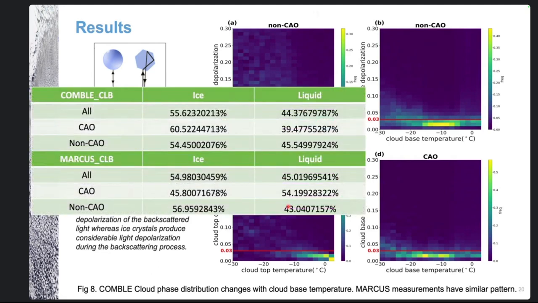Here are the statistical results showing how the ice and the liquid are distributed. For the COMBLE cloud base, we see a slightly higher percentage of ice, and for the MARCUS, these numbers are very close to each other. We can see it's not so statistically significant.